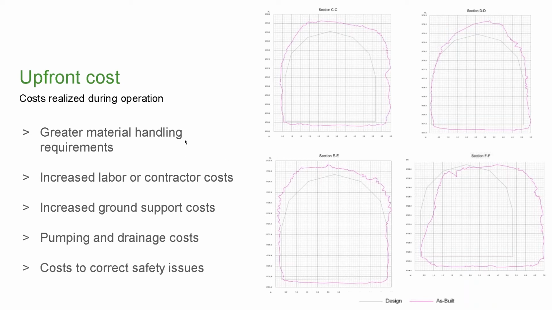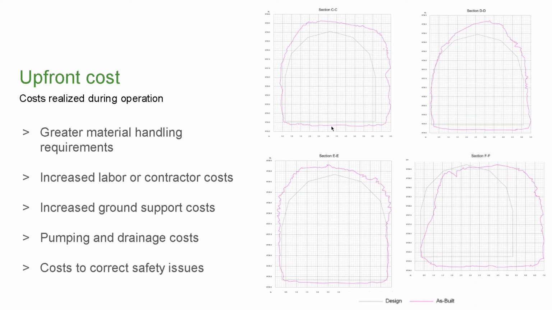The immediate thing we'll notice here is that we must handle more material. We'll require more mucking trips, extending the development cycle quite considerably. This extra material will not only come at a cost of additional cycles, but also labor or contractor costs, depending on your operation. In the example of section FF over here, you can see this drift has increased in dimension quite a bit, so we'll have to add ground support. Not only will the cost of additional bolts be considered, but labor and more equipment will be tied up, shoring up this drift.